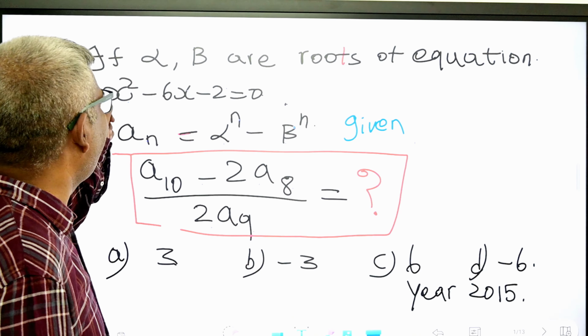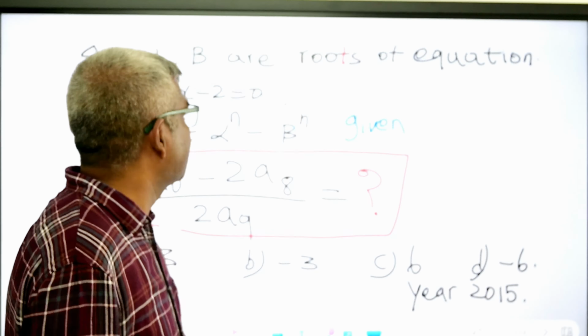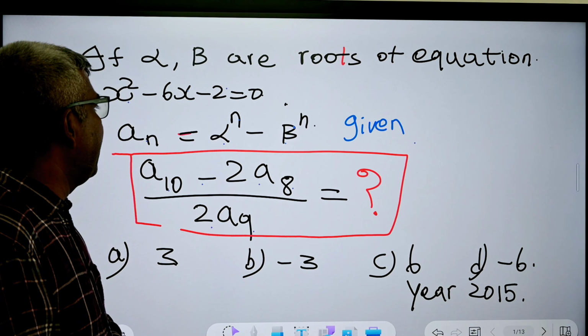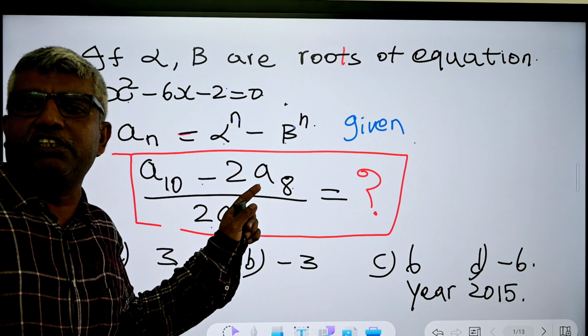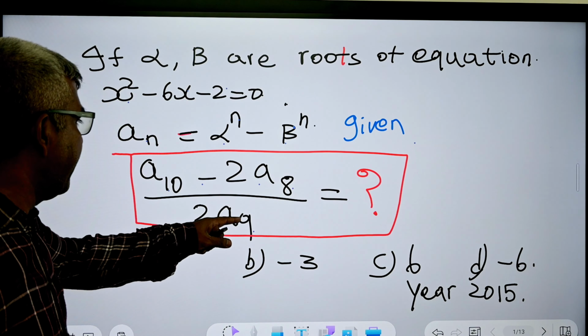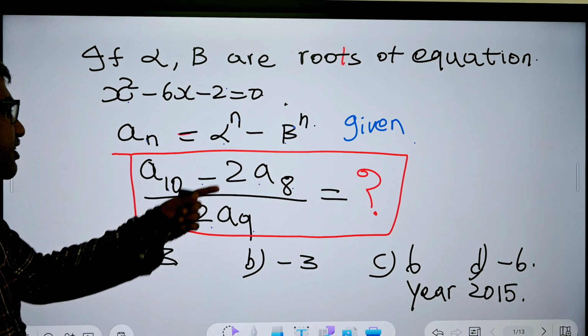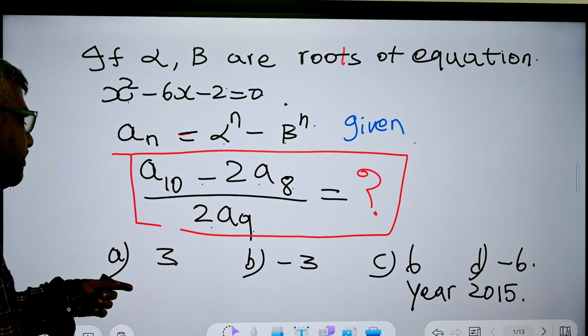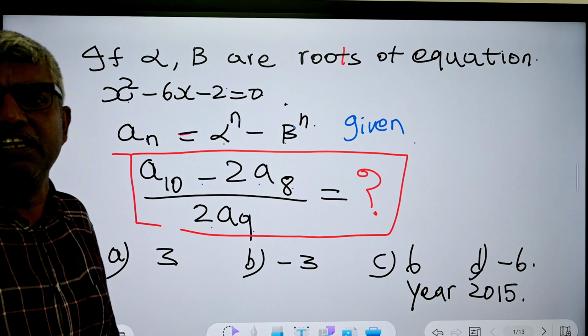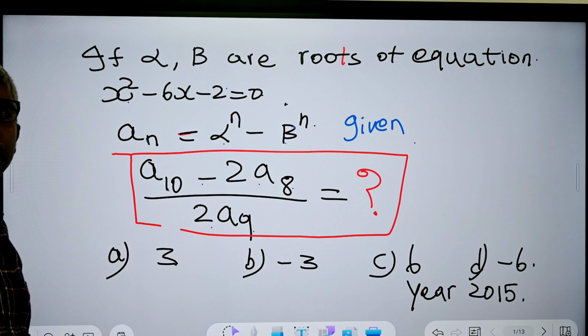If alpha and beta are the roots of the equation x squared minus 6x minus 2 equal to 0, and a_n equal to alpha power n minus beta power n, they are asking: what is the value of (a10 minus 2 a8) over 2 a9? Option A is 3, B is minus 3, C is 6, D is minus 6. This is a year 2015 question.